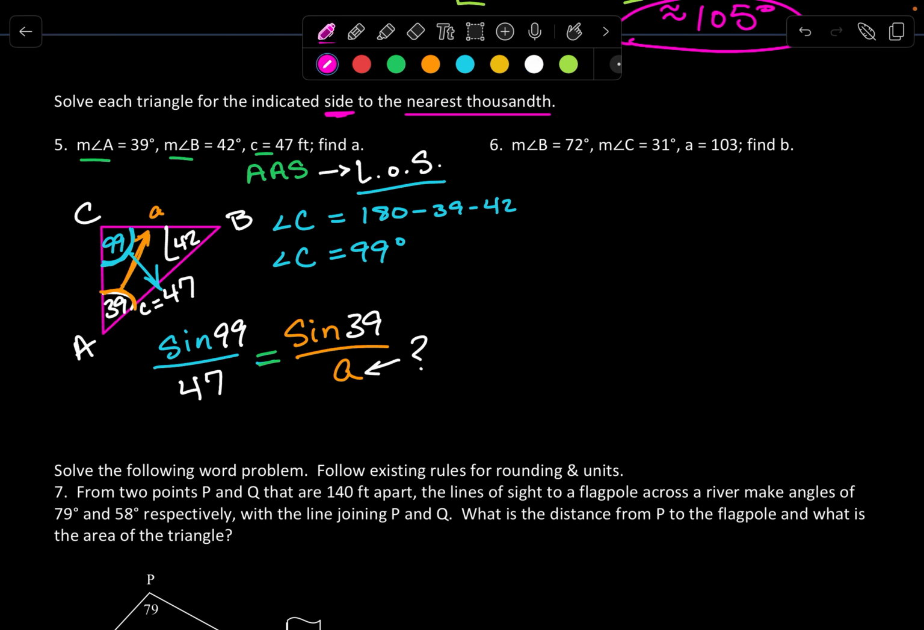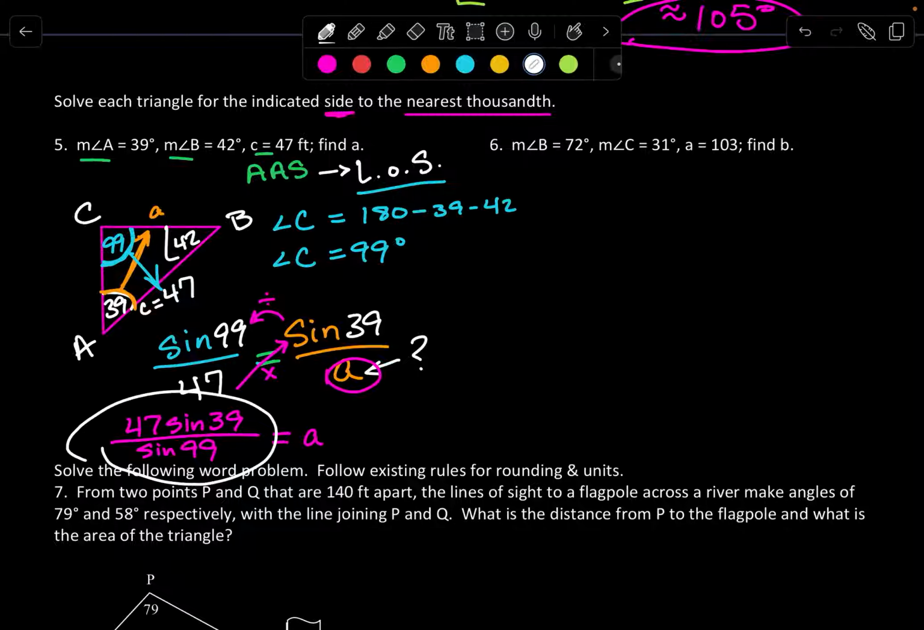So when I reach this step, I'm going to cross multiply, and then I'm going to divide. So I've got 47 times sine 39, and I'm going to divide that by sine of 99. And that should isolate my a, which means I can type this directly into my calculator, and I will get what little a is, which is 29.947 feet. I need to use feet because they gave me the sides in feet.